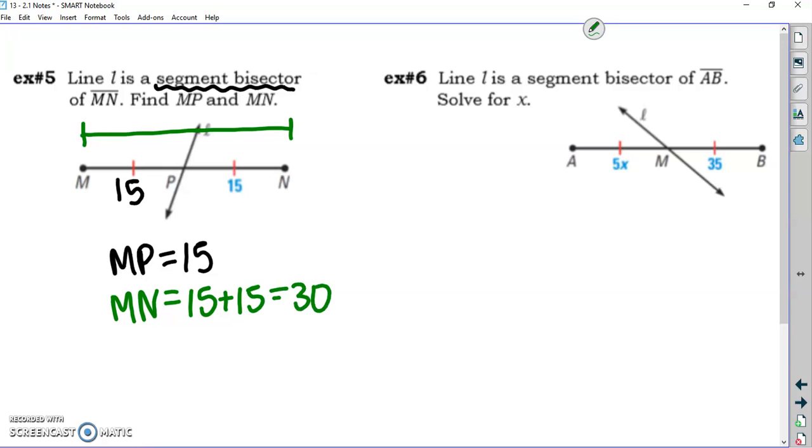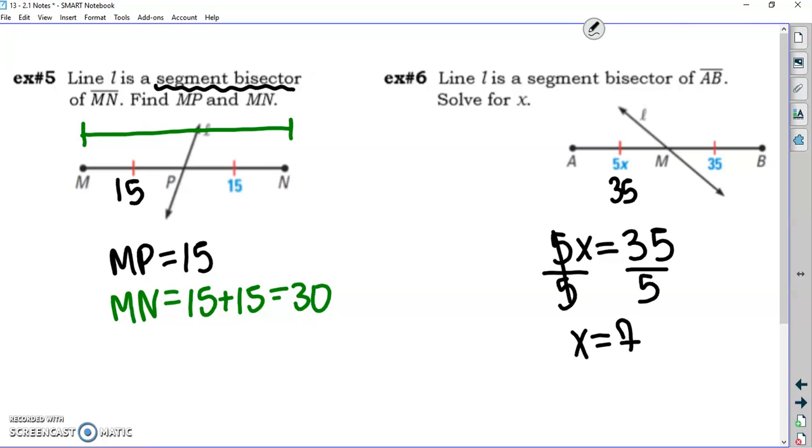Okay. Over here, line L is a segment bisector. We can also see that because the two halves are marked congruent. We want to solve for x. So if this half MB is 35, we know that this half is also 35. So we know that 5x equals 35. So then divide both sides by 5 and we get x equals 7.